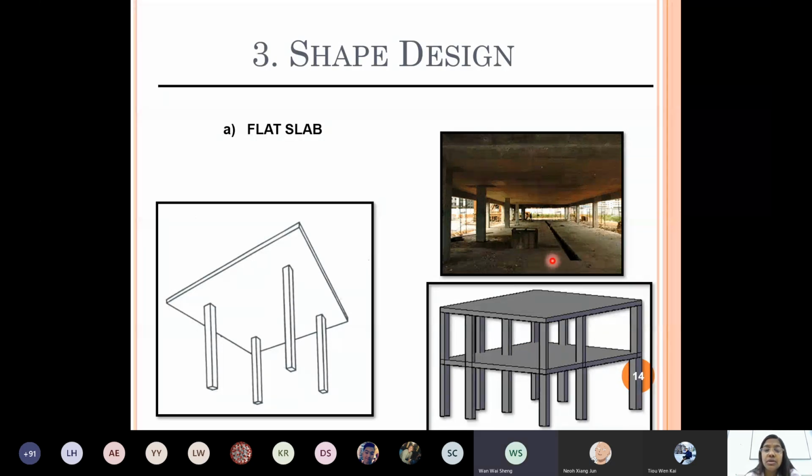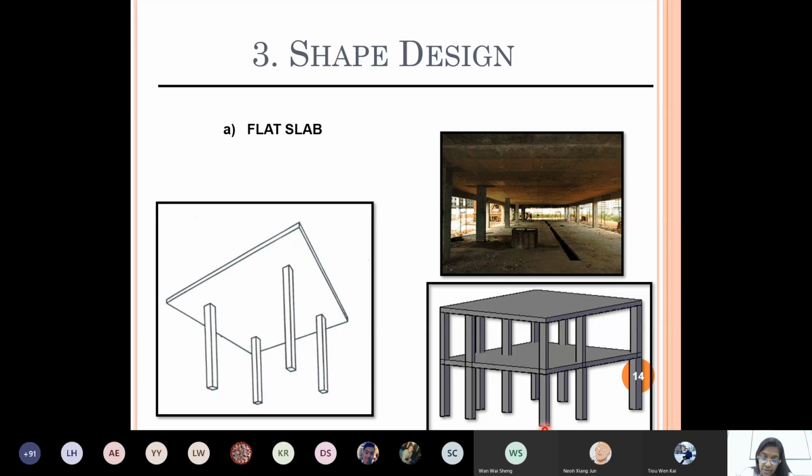Miss, where is the beam? Yeah, it is a good question. It is fully supported by the column here. No beam. The complete load is transferred to the column and the column is transferring the load. There is no beam here.